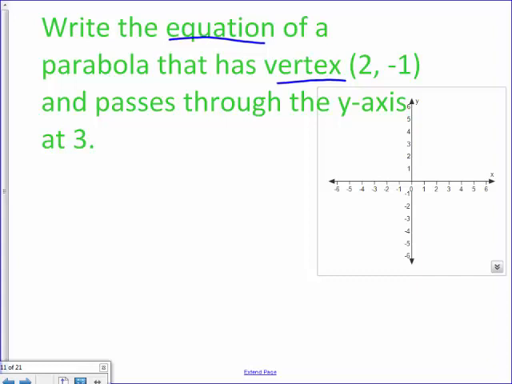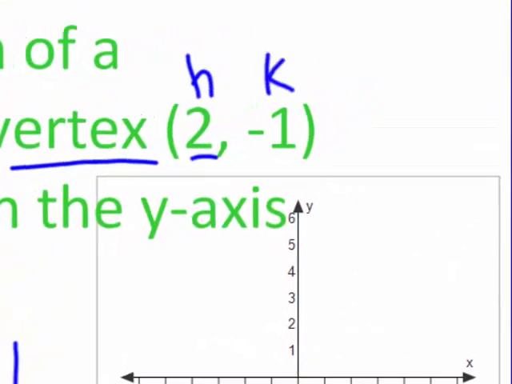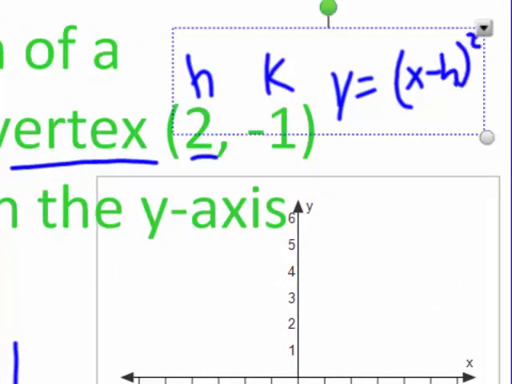And so we should know that it's y equals, remember it's x minus h squared, so x minus, well, what is the x for my vertex? 2. So (x minus 2) squared, and then we have a -1 on the outside, because that's where our vertex is. Remember we use h and k: y equals (x minus h) squared plus k.